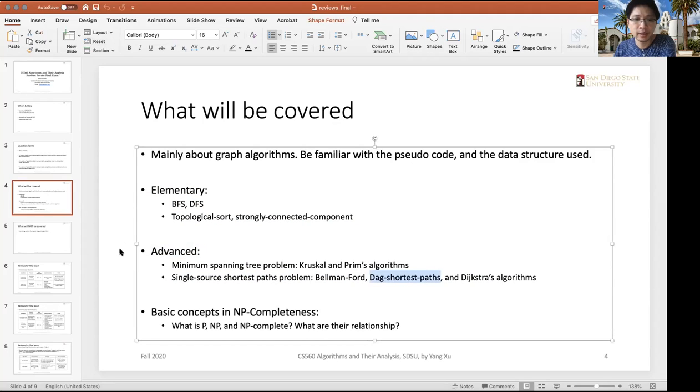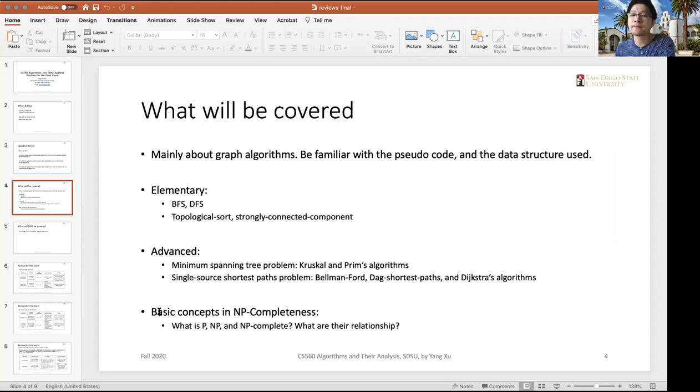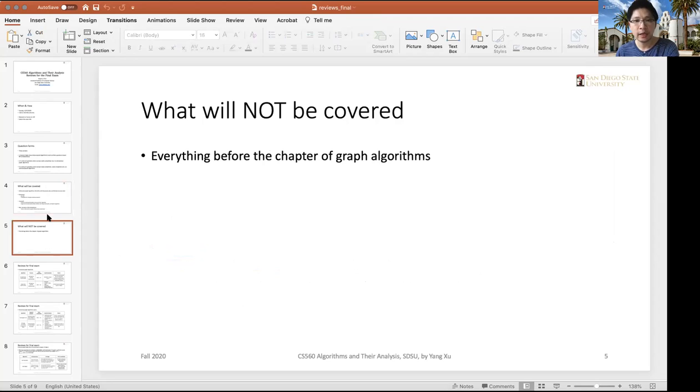All right, and for the NP completeness, which is covered in our last lecture, only some basic concepts will be covered, such as what these terms mean, and what the relationships are between these kinds of problems. Okay, so everything before the chapter of graph algorithms will not be covered.